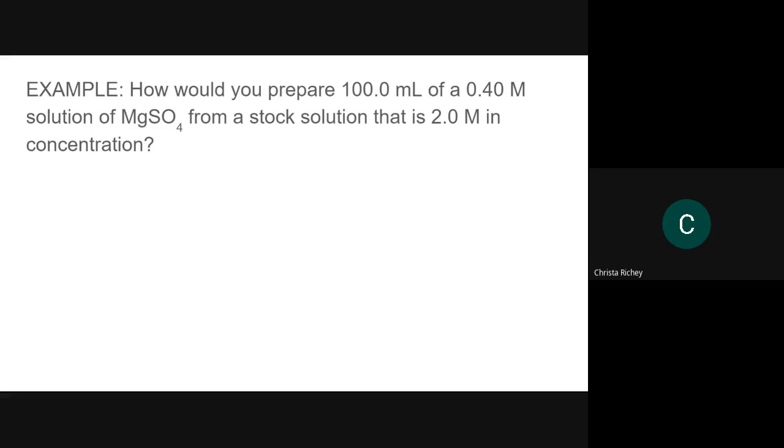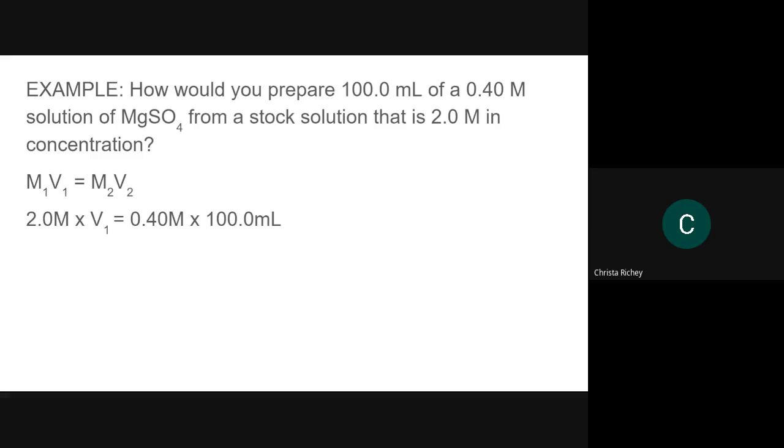All right, example. I have 100 mils of a 0.40 molar solution of magnesium sulfate. Well, I'm preparing that, but it's coming from a stock solution that is 2 molars in concentration. I'm trying to figure out how much of this I'm going to need to be able to make this amount. So I actually know my 2s, and I do not know one of my 1s. So molar concentration of the stock is 2. I'm solving for how much of it I need. I don't know yet. My molar concentration of my new substance would be 0.4 molar concentration for 100 mils.